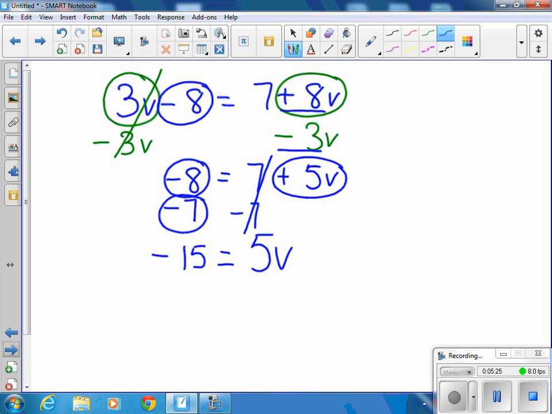All right, again, this is our two-step equation type of thing at this point. I need to still get rid of something. V has got somebody with him. He has to go. So I have to kill off the 5. The way to do that is to divide both sides by 5.